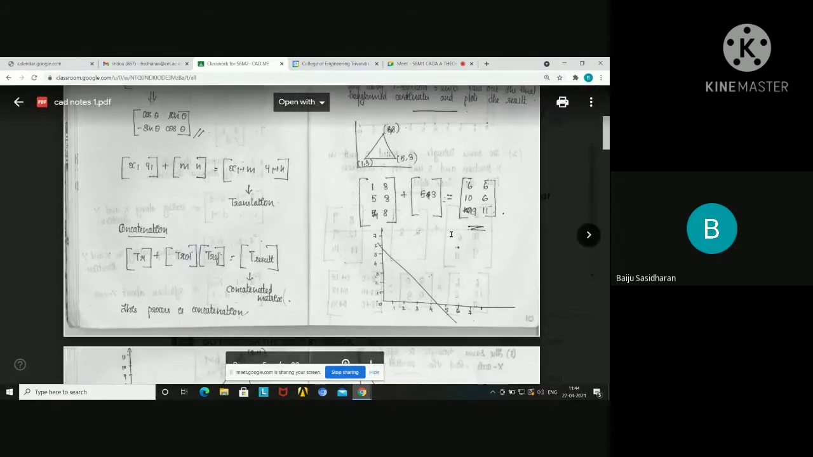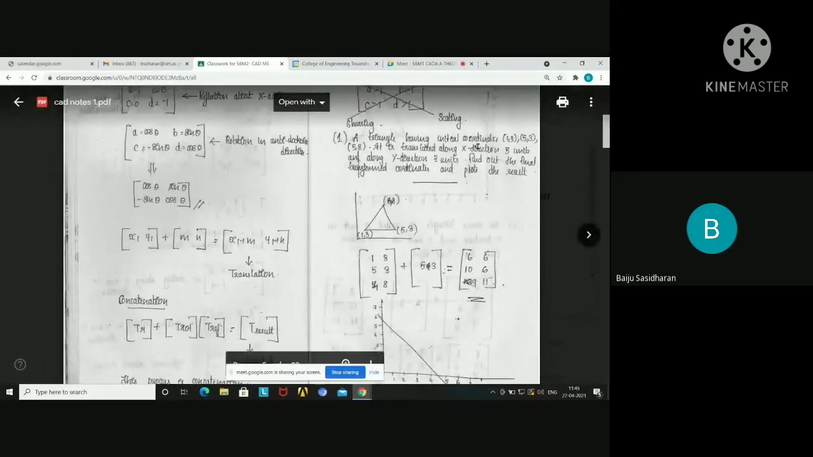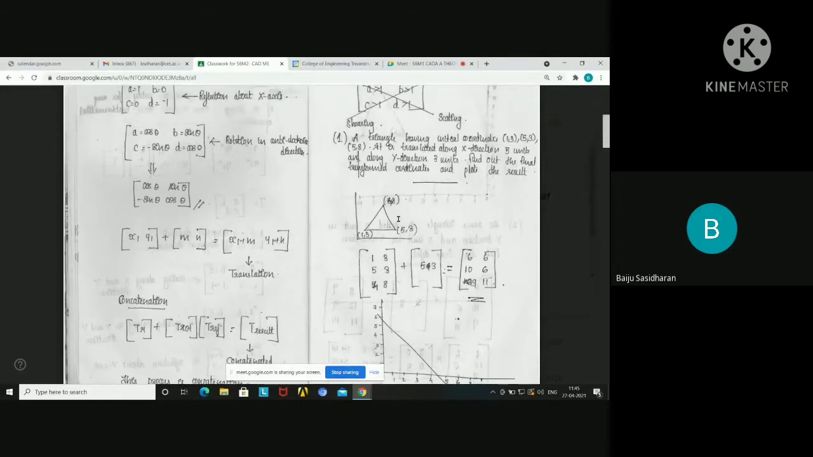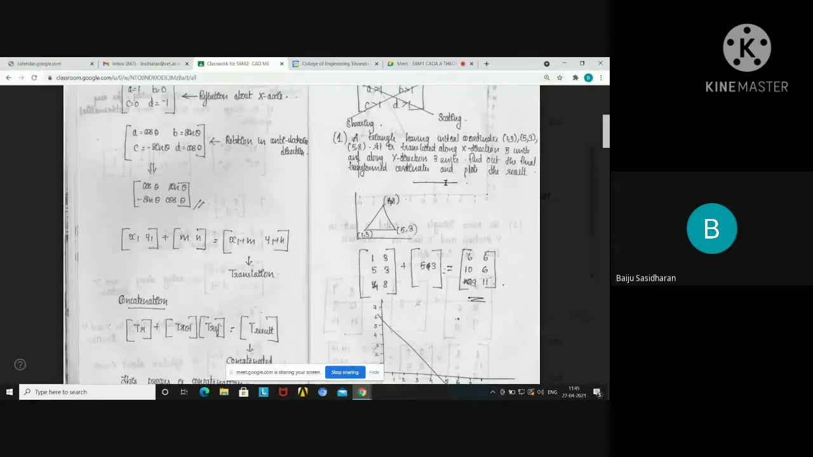And we can see a problem here. Okay. A triangle has the initial coordinates (1, 3), (5, 3), and (5, 8). It is translated along the x direction by 5 units and along the y direction by 3 units. Find the final transformed coordinates and plot the result.